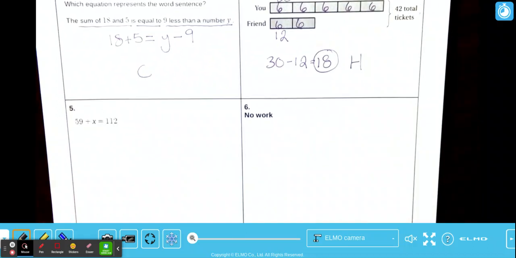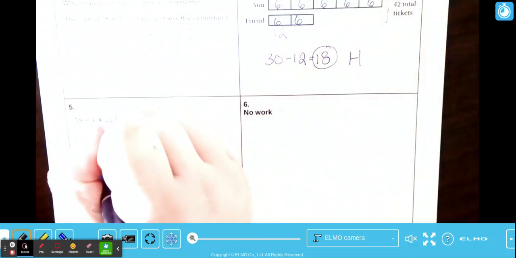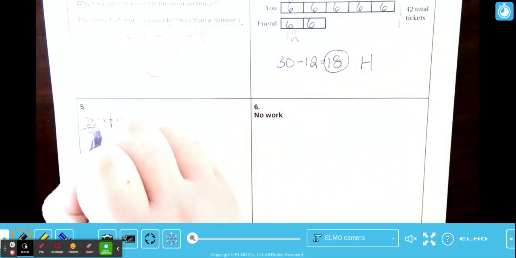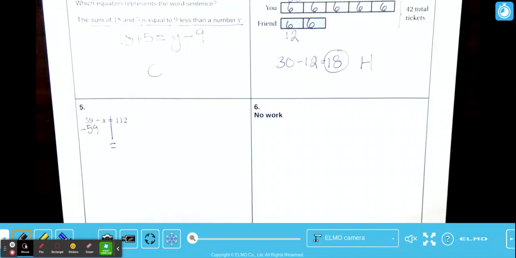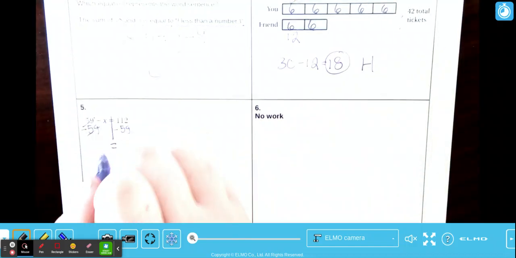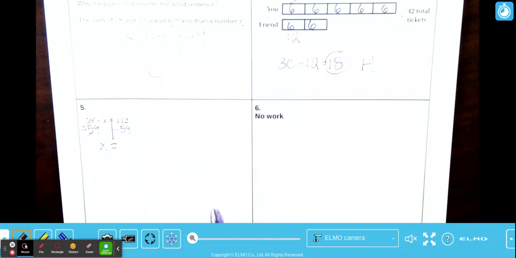Okay, number 5. What is my first step to number 5? Draw the line through the equal sign and rewrite the equal sign down below. Okay? All right, then from here, I want to get x by itself. How do I get rid of that? Plus 59. Minus 59, and if I do it to one side of my line, I have to do it to the other. Okay, my 59s cancel, and I'm left with x equals 112 minus 59.